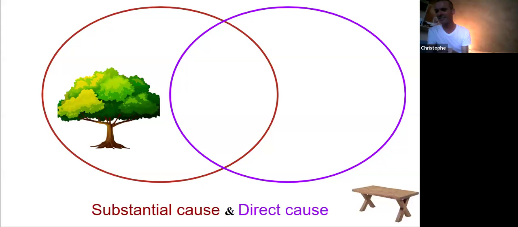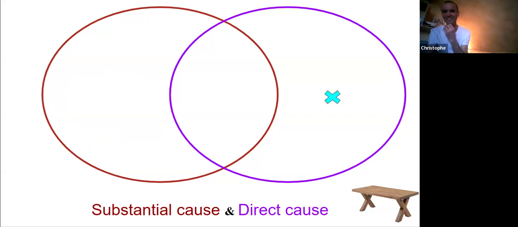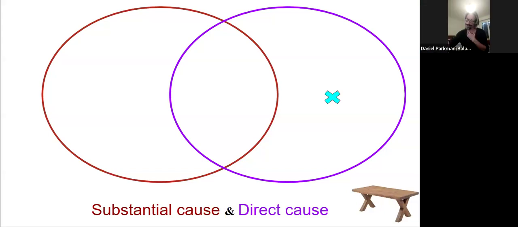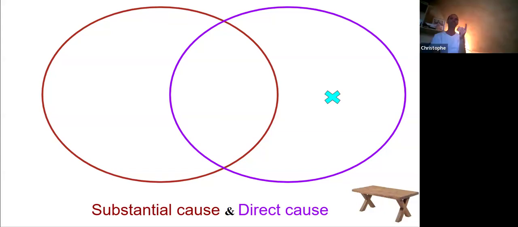So, okay, it follows that the tree could be the cooperative condition of the wooden table. Okay, so I will drop it. Now it follows that you can posit an illustration of a direct cause of the wooden table which is not the substantial cause of the wooden table.